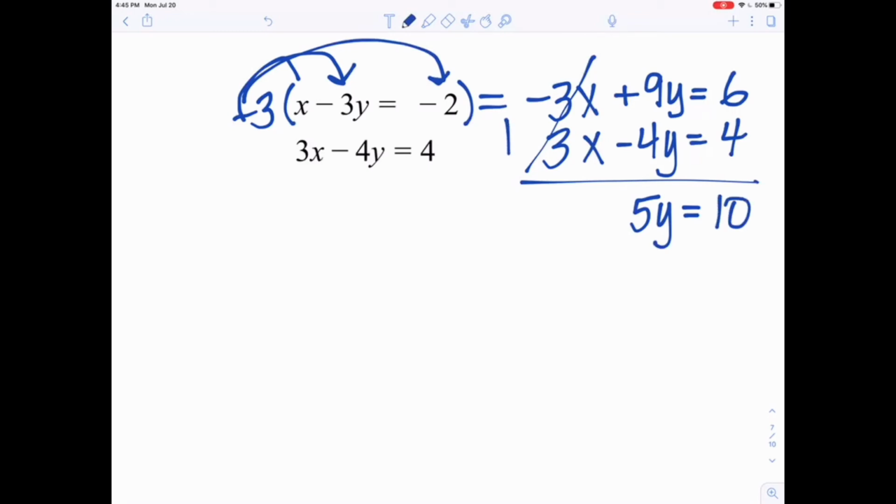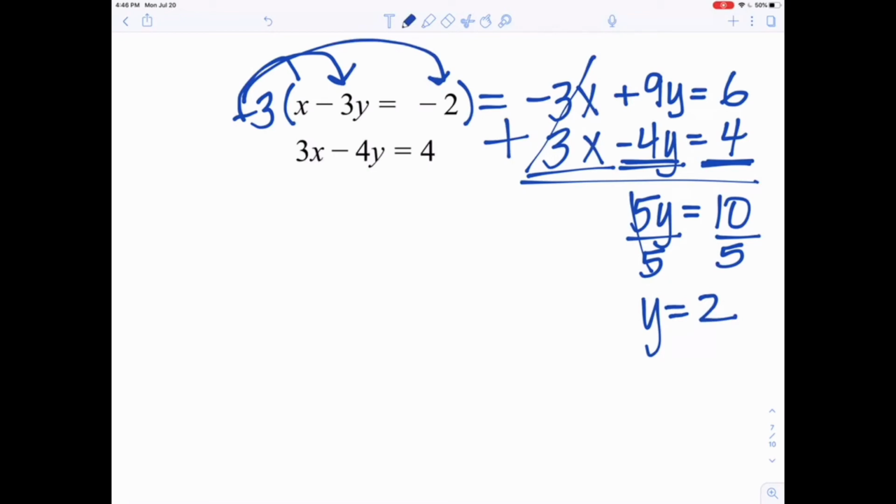Okay? Essentially what we're doing is it's like we're adding. And when we add, if this is a negative, it remains negative. Like it's still 9 minus 4. Okay? And then if it's positive, it's 6 plus 4. So we're using the sign that's in front of the number. Positive 3x, negative 4y, positive 4. All right, so now that I have 5y equals 10, that 5 is multiplied to the y, so I'm going to divide by 5 to solve for y, to get it by itself, and I get y equals 2.